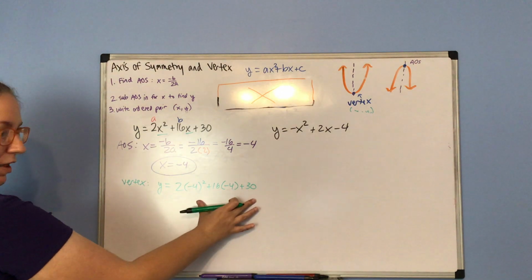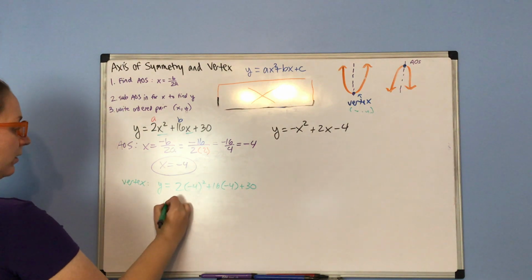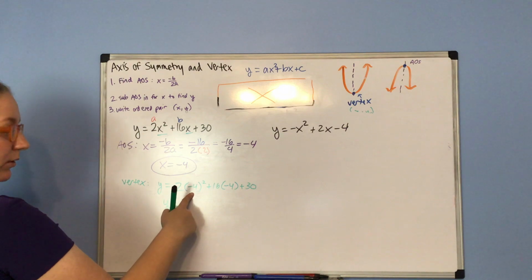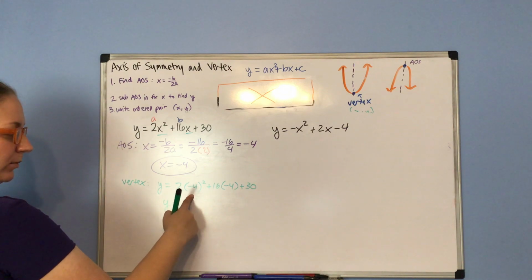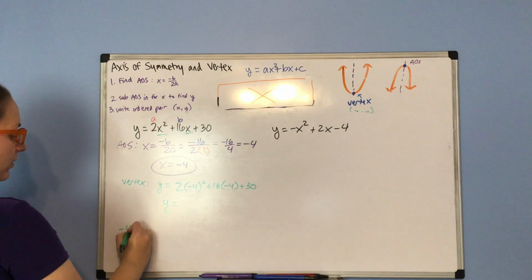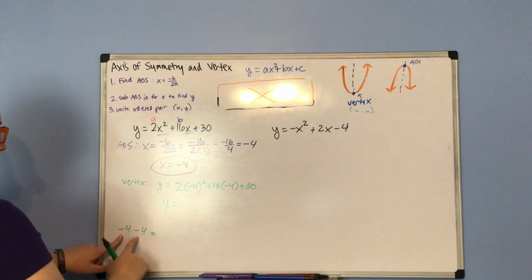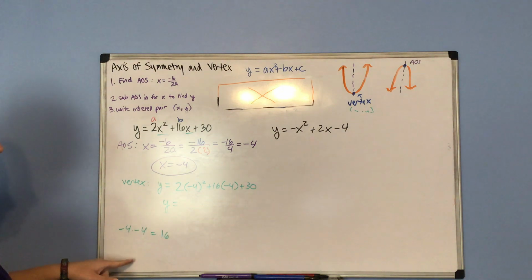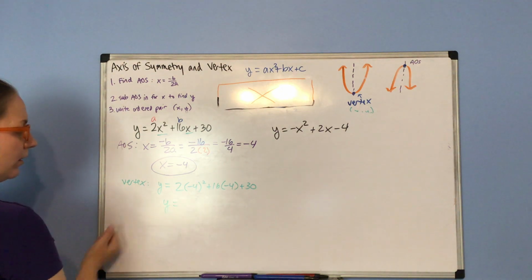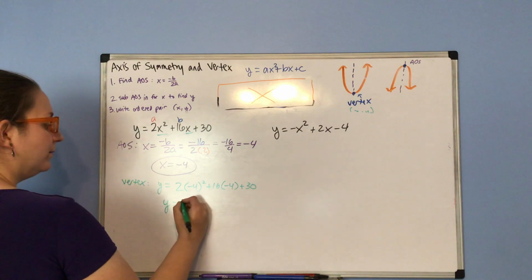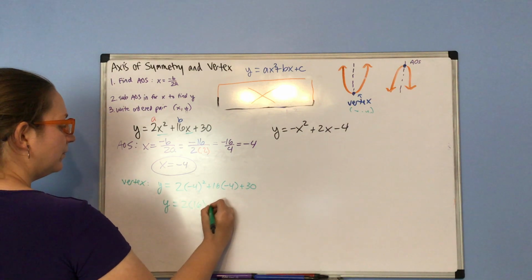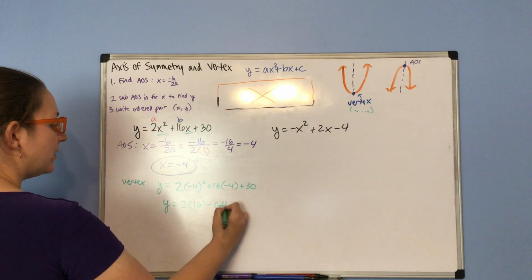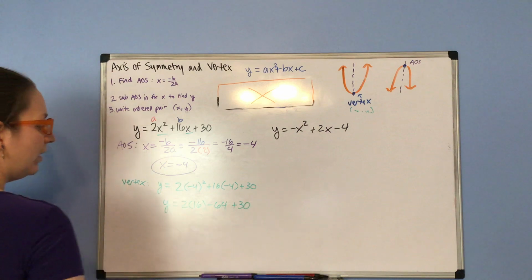Again, calculator this up if you want to, or do things by hand. Whatever gets you the right number is what I want you to do. If you're doing things by hand, be really careful. Negative 4 times negative 4. Negative times negative is positive. 4 times 4 is 16. A lot of people will come up with negative 16. If you're using a calculator, make sure you're using parentheses like I have here. 16 times negative 4 is negative 64. And then we have plus 30.